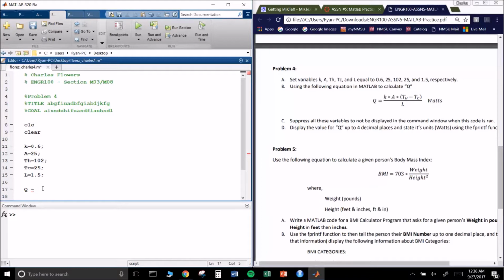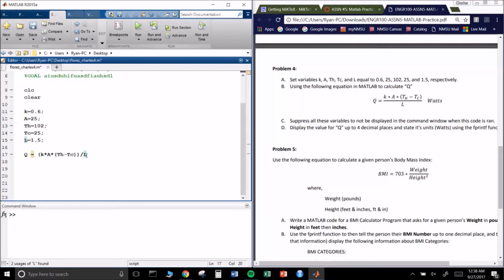And Q is equal to K times A times TH minus TC, right? Divided by L. All of that divided by L. If you're really good at math, then you know that you don't need these parentheses. You're going to get the same value.